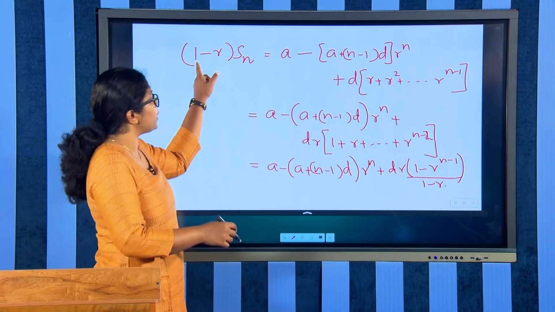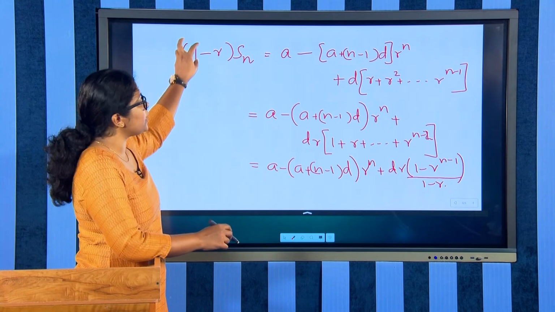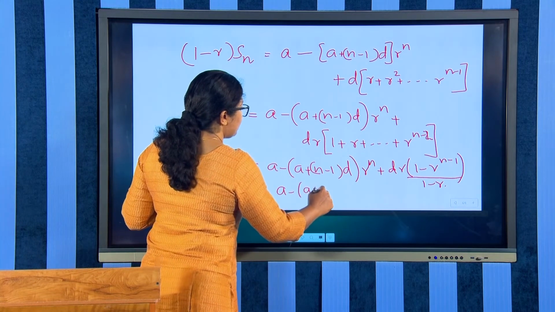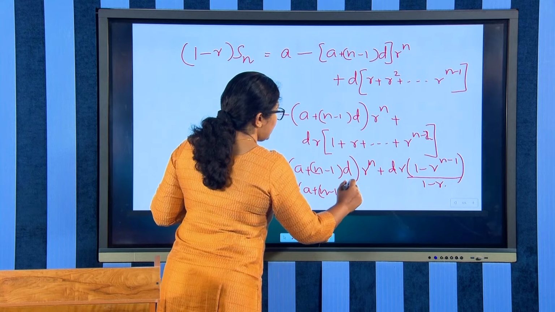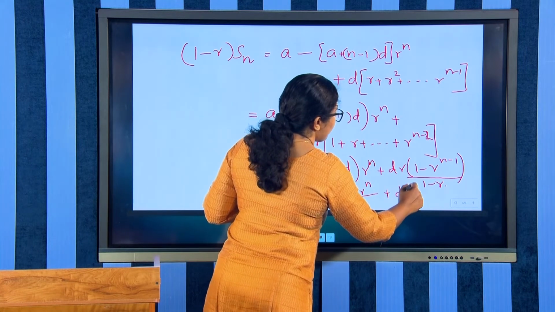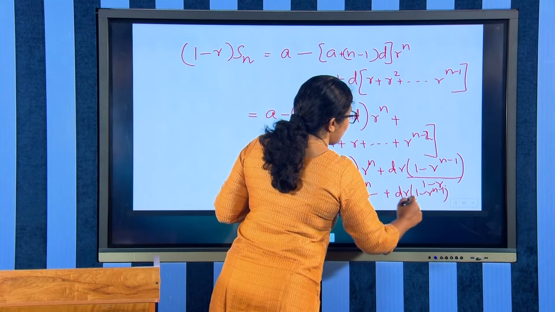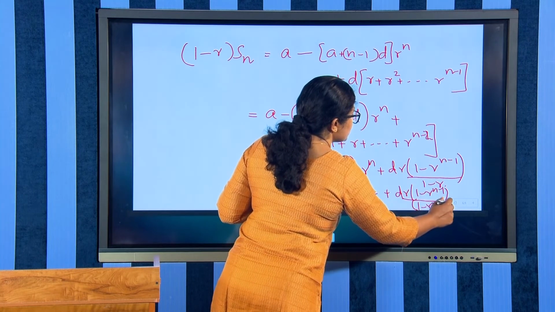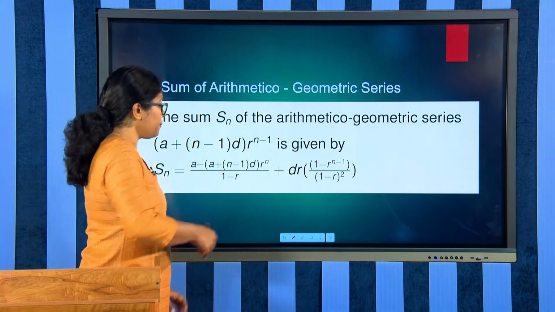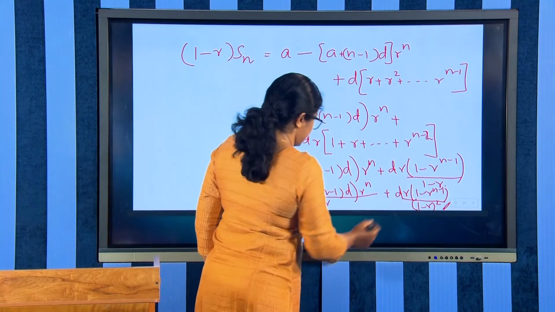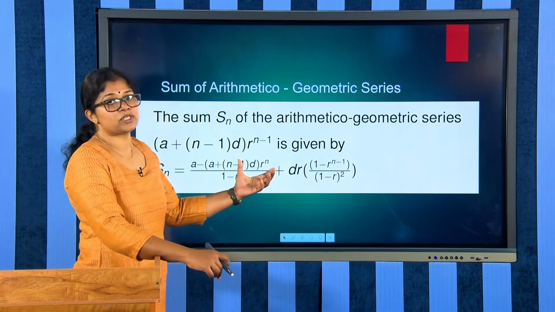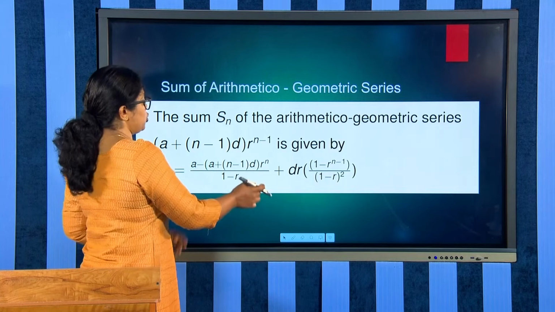So here already there is a (1 minus R) into Sn. So when you take this (1 minus R) down, we will be getting (A minus (A plus (n minus 1) times D) into R power n) divided by (1 minus R), plus DR times (1 minus R power n minus 1) upon (1 minus R) the whole square, which is exactly given in the slide. So this is the sum to n terms of an arithmetic geometric series, which is a combination of both.